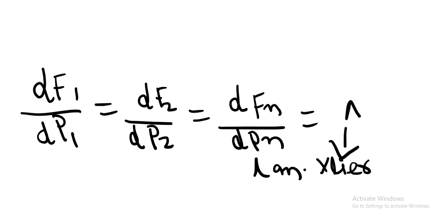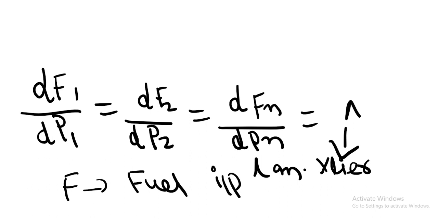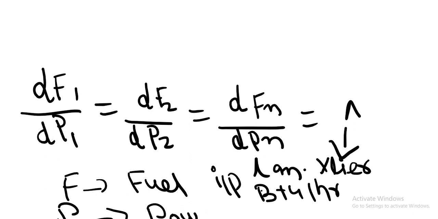Right? Now, what is this F and P? F is simply the fuel input. Generally, it is in British thermal unit per hour. And P is the power output.